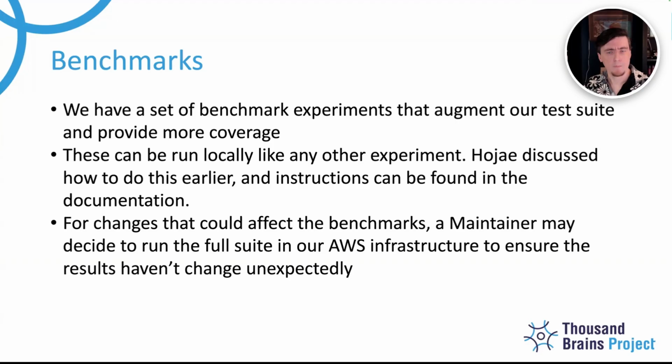We also have a set of benchmark experiments that we run to augment our test suite and provide more coverage. These can be run locally, and Jose discussed earlier how you can run an experiment, and you can find the instructions she mentioned in our documentation. For changes that we think could affect benchmark results, the maintainers will usually run the full suite in our AWS infrastructure to ensure that the results haven't changed unexpectedly. And sometimes that might require further back and forth changes to figure out what happened, what might have caused the differences, and if they're expected or unexpected.